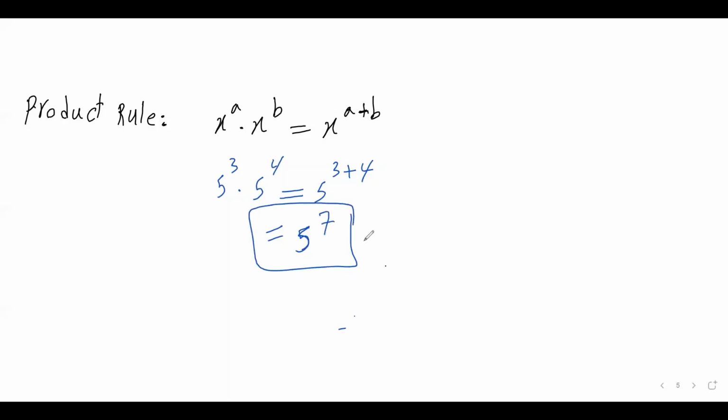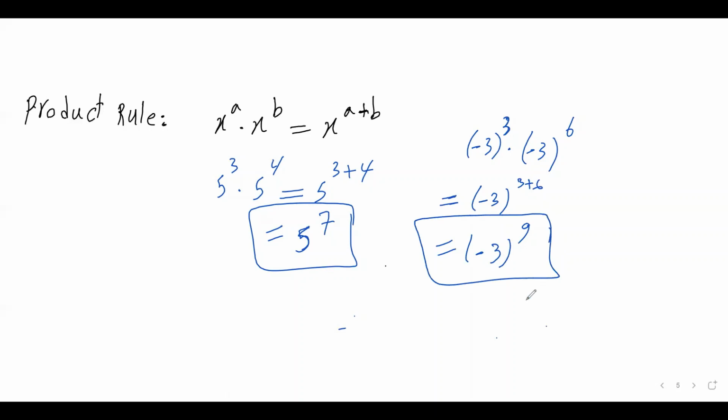Let's do another one. Let's say I have negative 3 to the power of 3 times negative 3 to the power of 6. The bases are the same. I'm multiplying two powers with a common base. I can write down one of the bases, which is negative 3, and add up the exponents, 3 plus 6. So my answer is negative 3 to the power of 9. That's our answer.